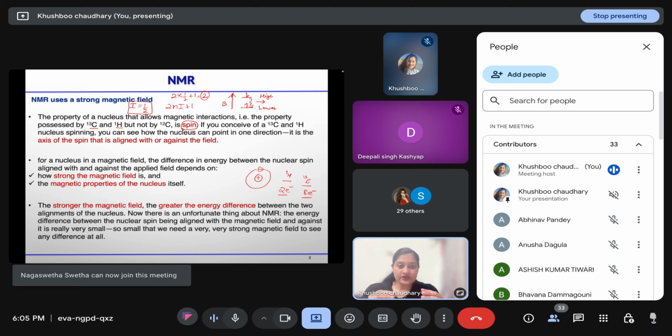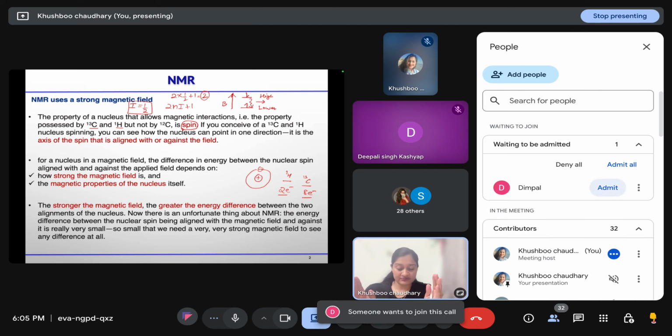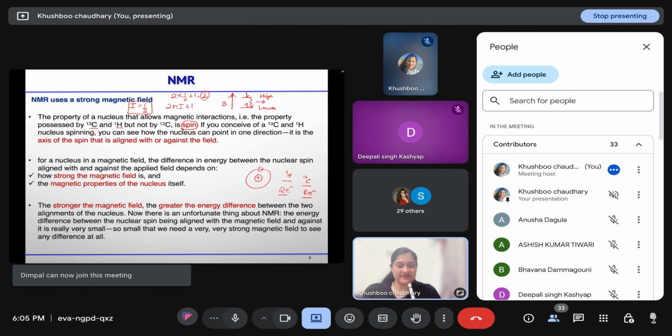Because the electronic distribution is different in both proton and carbon, their energy difference is also different, and because of this electronic distribution only, the scale for the NMR varies, which we will discuss in the further slides. If we increase the magnetic field strength, the energy difference will further increase.